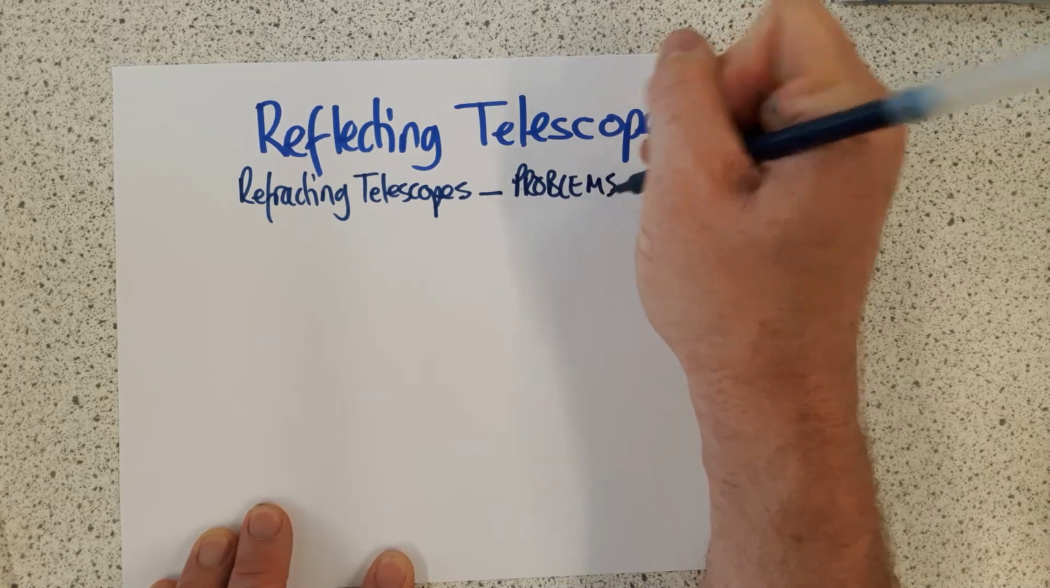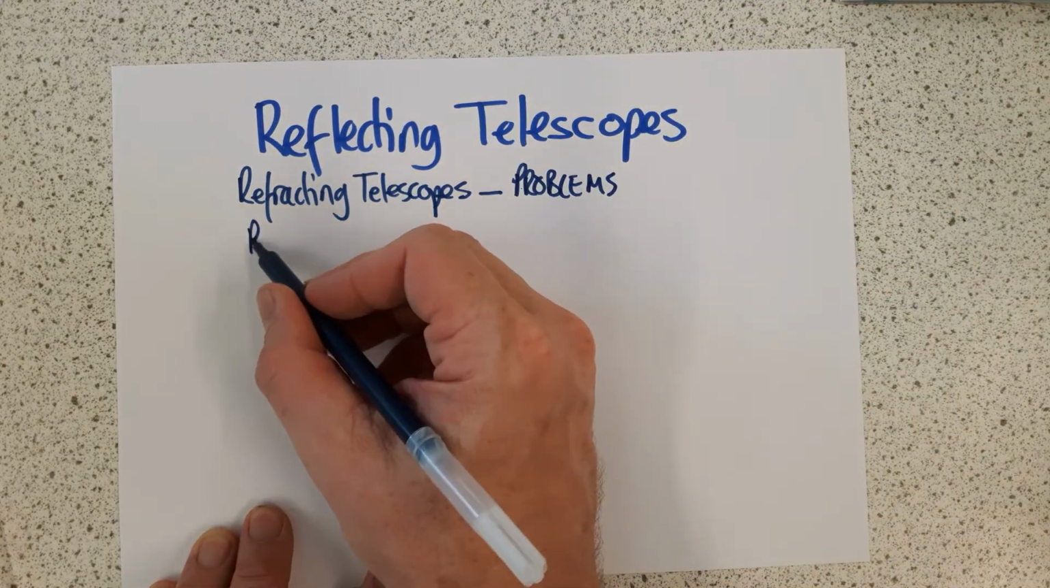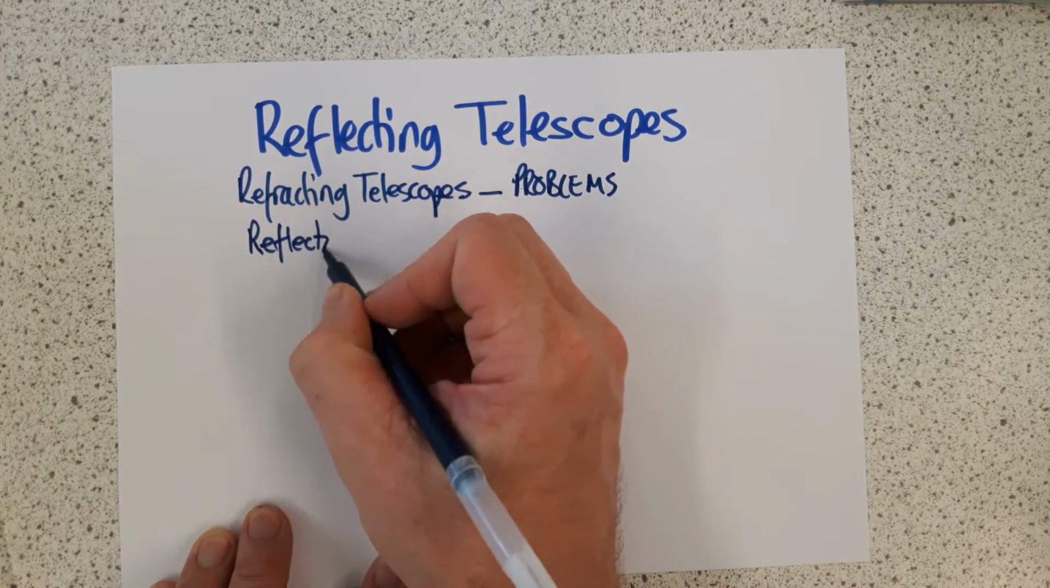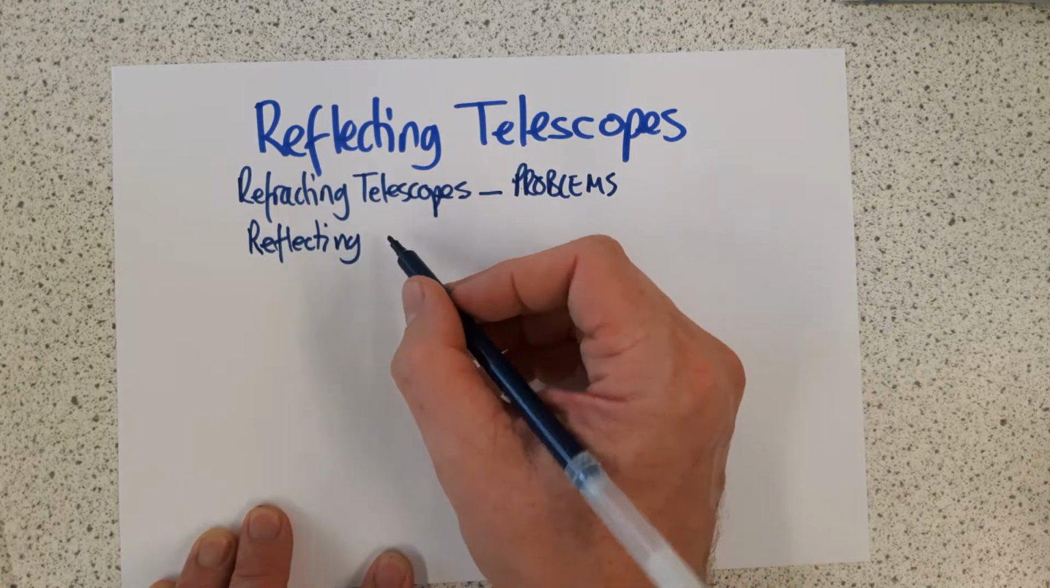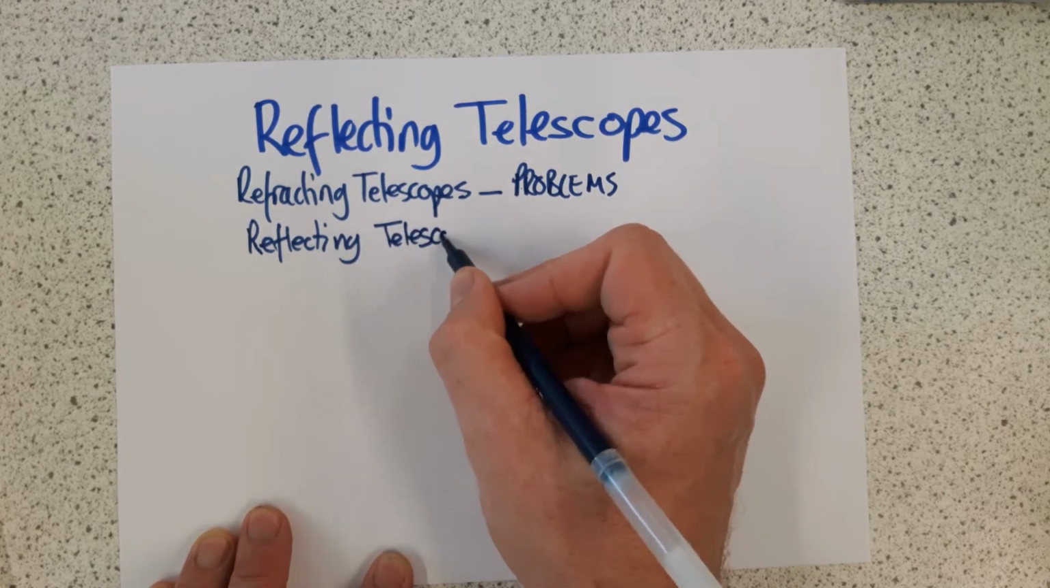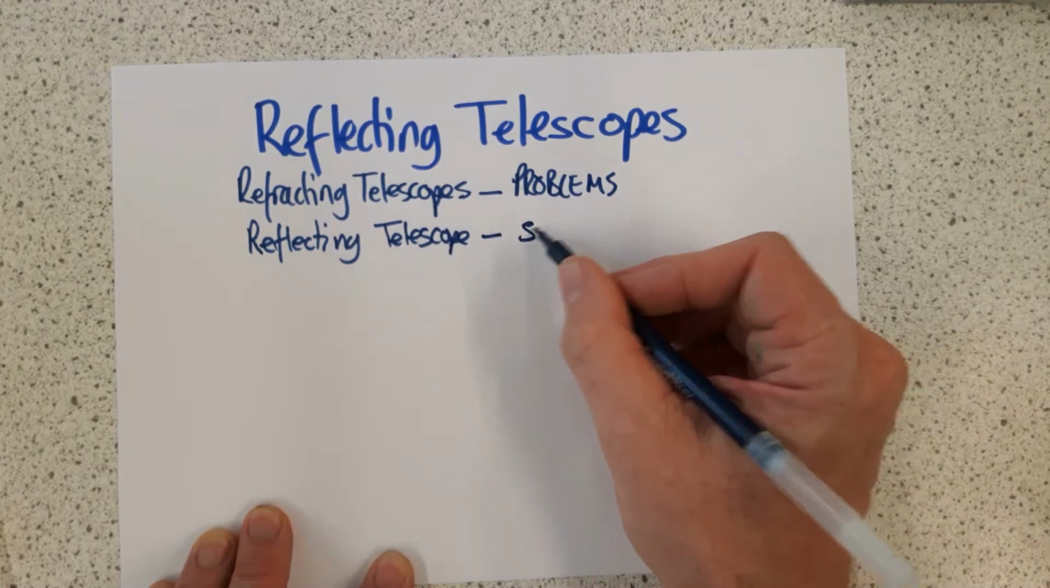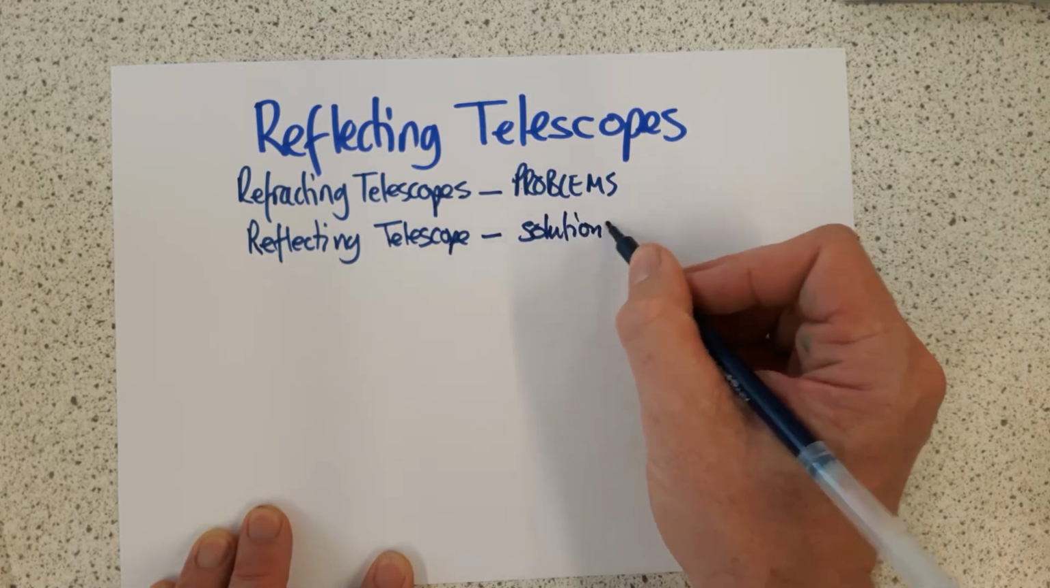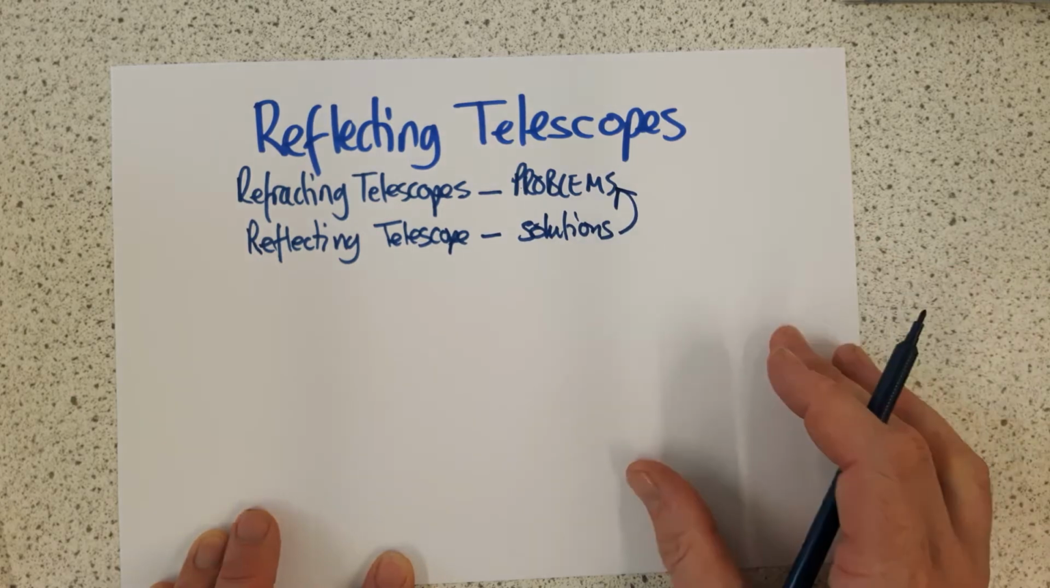And then we're going to look at how a reflecting telescope works, because it overcomes all of the problems with the refracting telescope. So the reflecting telescope is very much the solution to all the problems posed by the refracting telescope.